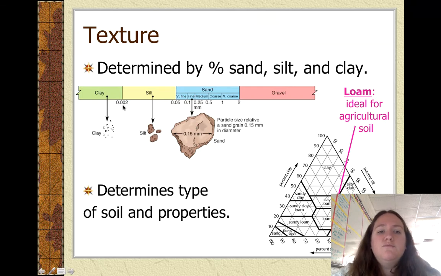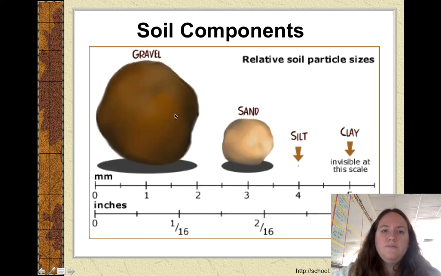You don't need to know the actual numbers, but you do need to know that gravel is the largest, sand, then silt, and then clay is the smallest. So here's again another picture, same thing: gravel, sand, silt, clay.